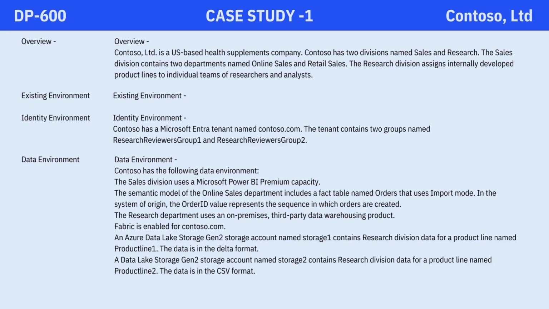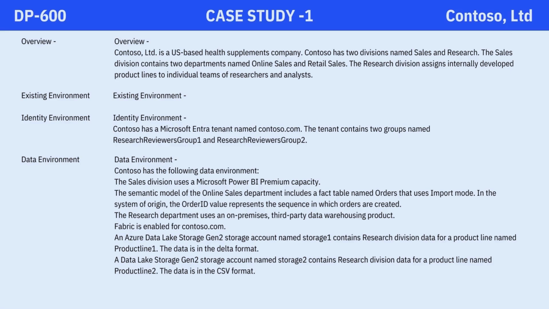The semantic model of the Online Sales Department includes a fact table named Orders that uses import mode. In the system of origin, the order ID value represents the sequence in which orders are created. The Research Department uses an on-premises, third-party data warehousing product. Fabric is enabled for Contoso.com.